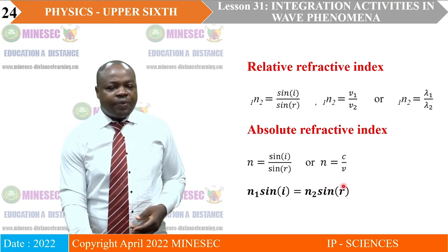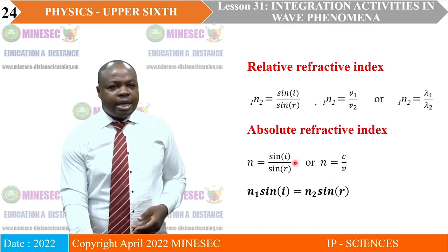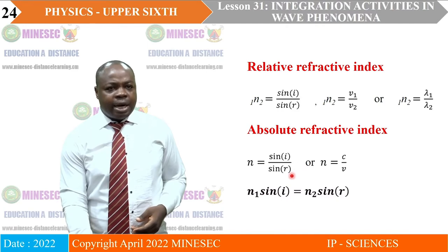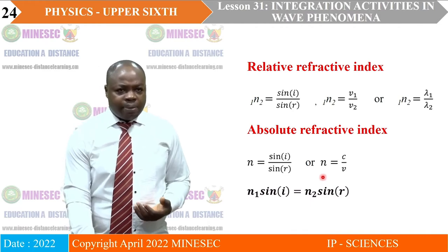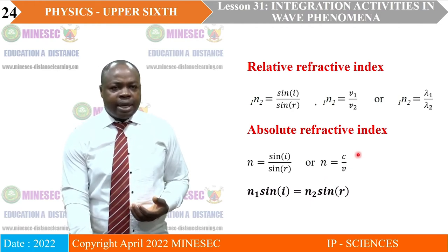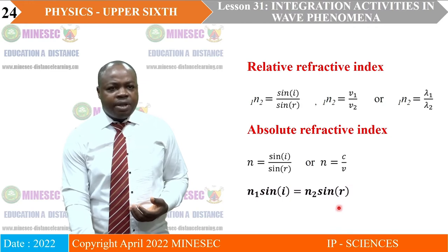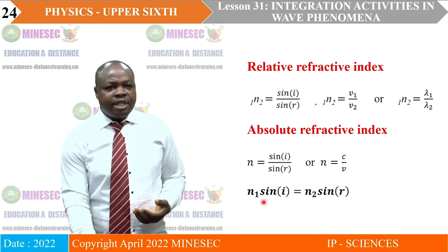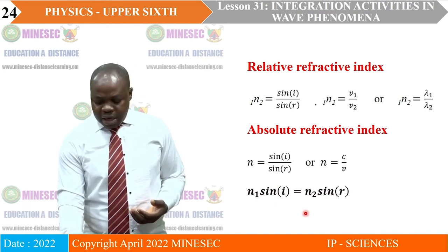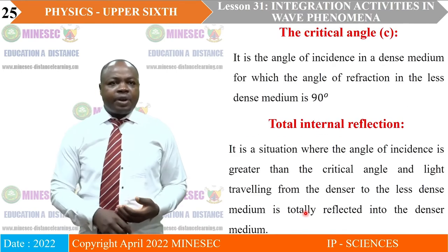And the absolute refractive index is the ratio of sine i to sine r when the first medium is air or vacuum, or it can be given by the speed of light in air over the speed of light in the medium. And this is the relation between the absolute refractive indices and the angles of incidence and refraction.